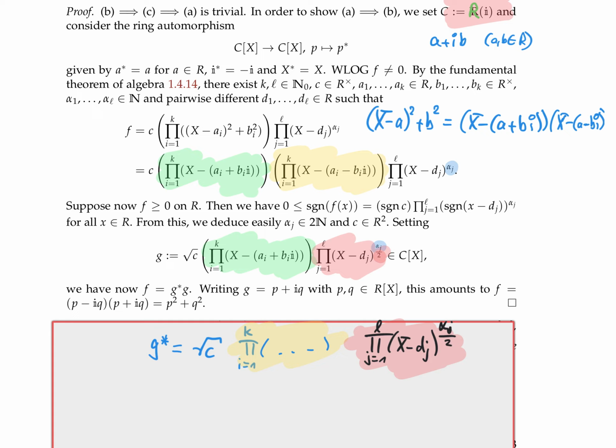And then I get here f is g star g, that means g star is of course p minus iq, right? So p minus iq times p plus iq. Now, if you multiply this, you get p squared minus i times q squared. So that's actually plus q squared. And then the mixed thing here is ipq minus ipq is 0.